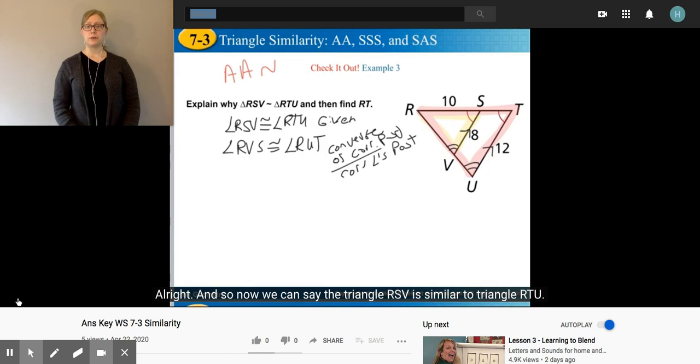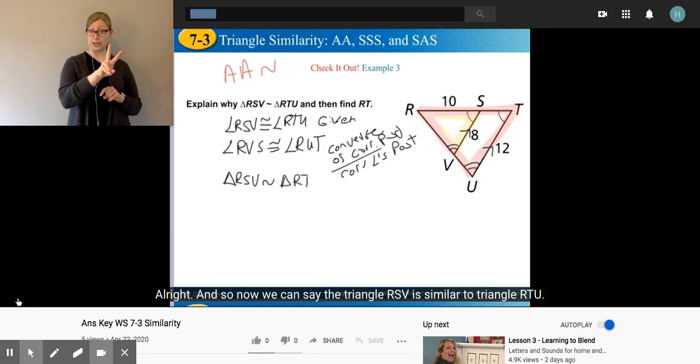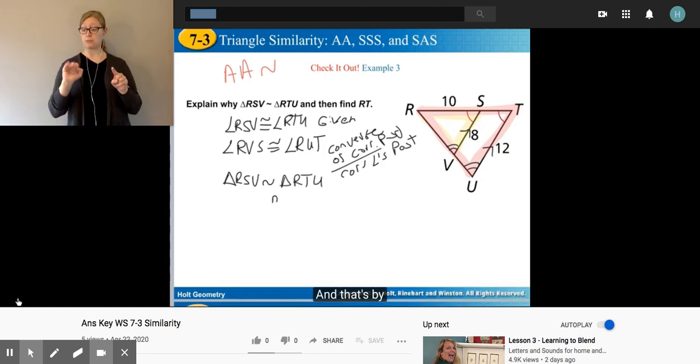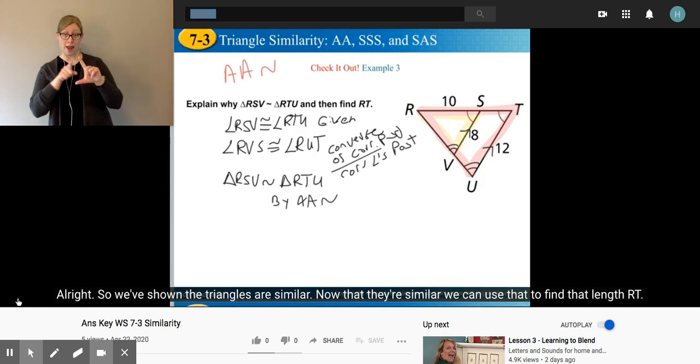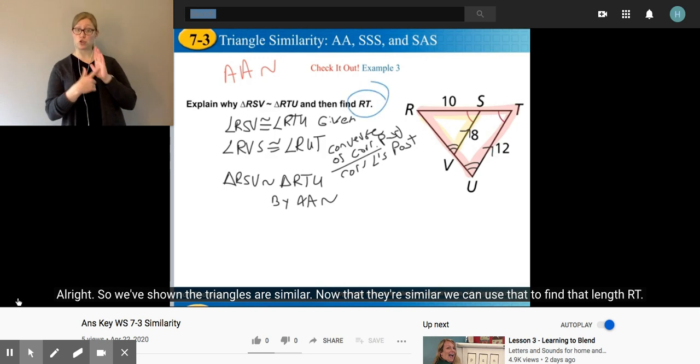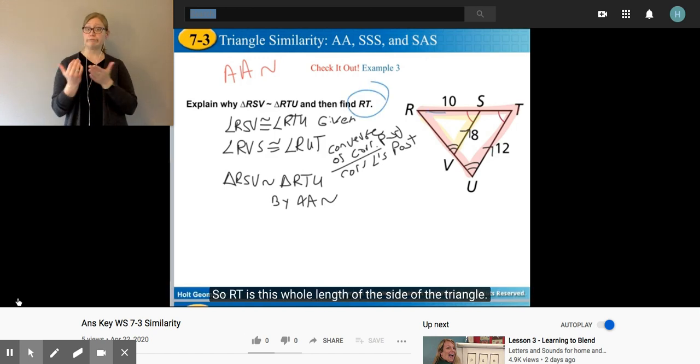All right, and so now we can say the triangle RSV is similar to triangle RTU, and that's by angle-angle similarity. So we've shown the triangles are similar. Now that they're similar, we can use that to find the length RT. So RT is this whole length of the side of the triangle.